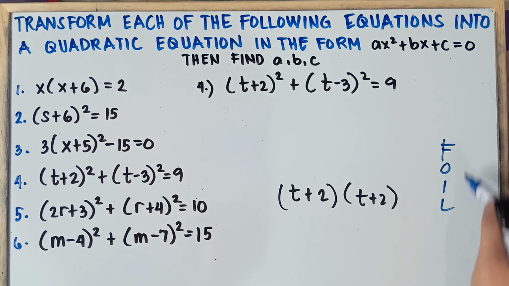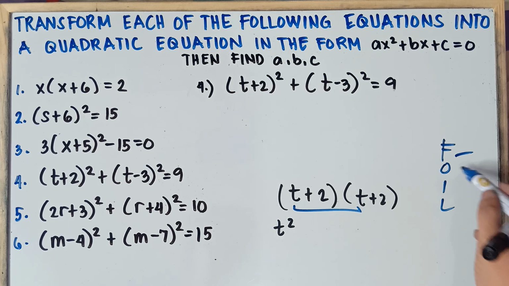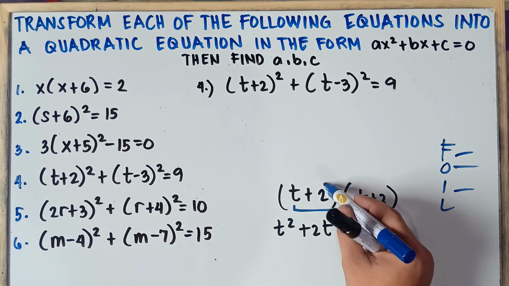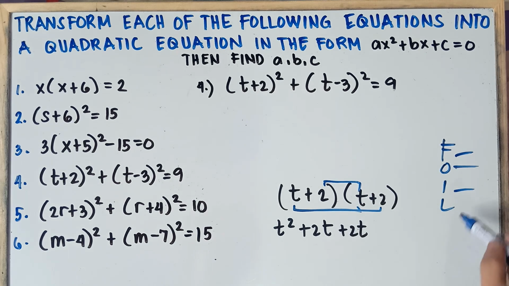And then we just simply use FOIL method. First, outer, inner, last. So first, t times t, that's t squared. Outer, t times positive 2, that's positive 2t. Inner, 2 times t, that's positive 2t. And then last, 2 times 2, that's positive 4. Alright, and then we combine like terms.